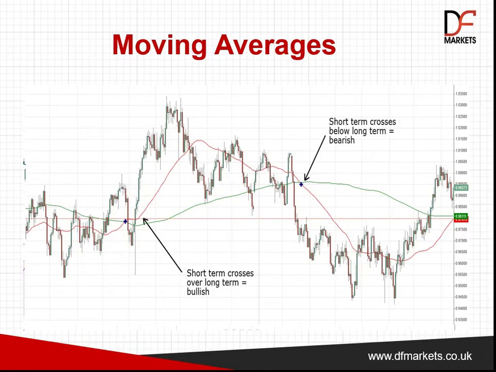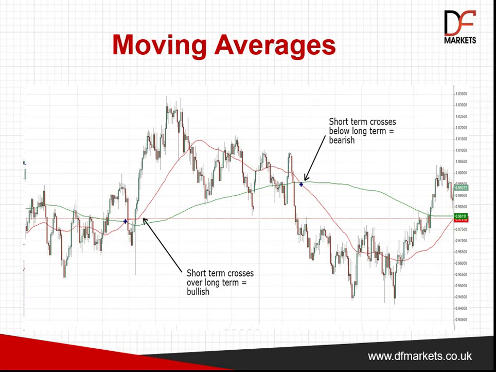In this chart, you can see an example of a short term and long term moving average in action. When the 50-day moving average crosses above the 200-day moving average, this means that the market is bullish. And when the 50-day moving average crosses below the 200-day moving average, this means that the market is bearish. Traders can use two moving averages like this as a directional guide.